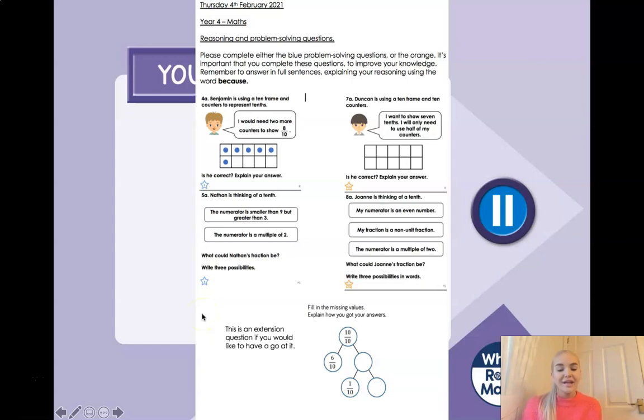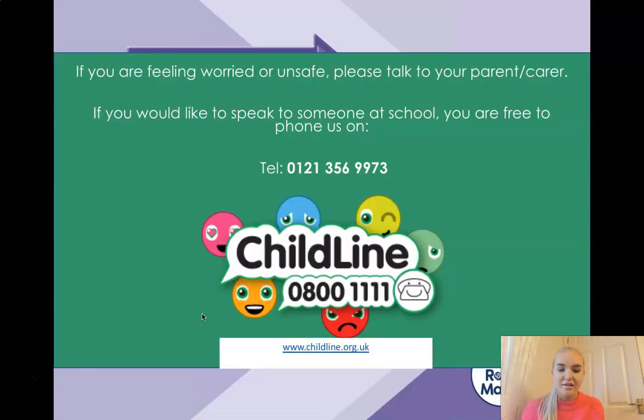Now, I have to say I've been really impressed with Alana. Her presentation was absolutely fantastic in class, what I saw on Friday. So what Alana has done, she's really explained her answers. She's really modelled what she's done and she's really explained her thoughts. Answering in full sentences, explaining your reasoning, using the word because.